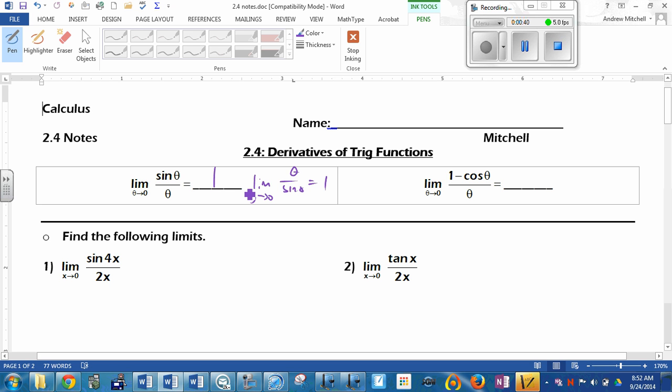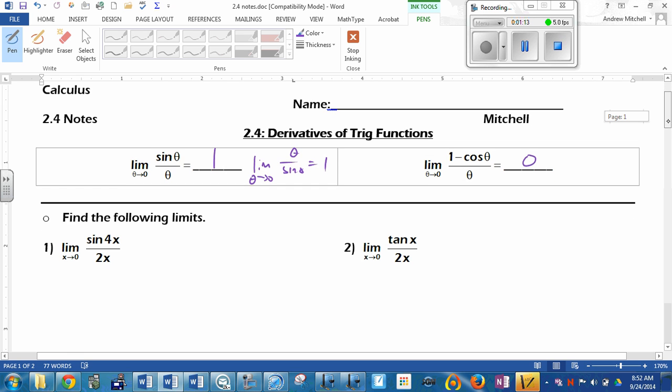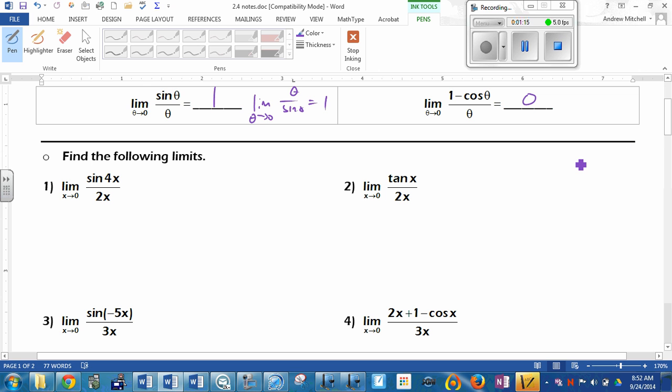This one we didn't really use last chapter, but the limit as theta approaches 0 of 1 minus cosine of theta over theta, well, if we use direct substitution, that would give us 0 over 0, because cosine of 0 is 1. But just like this, we can find this limit just using a different technique. We're not going to go through how to find it. We just need to remember that the limit of that is going to be 0. All right, so the limit of 1 minus cosine of theta over theta as theta approaches 0 is going to be 0. So these are ones to remember and that we're going to use for these limits down here.